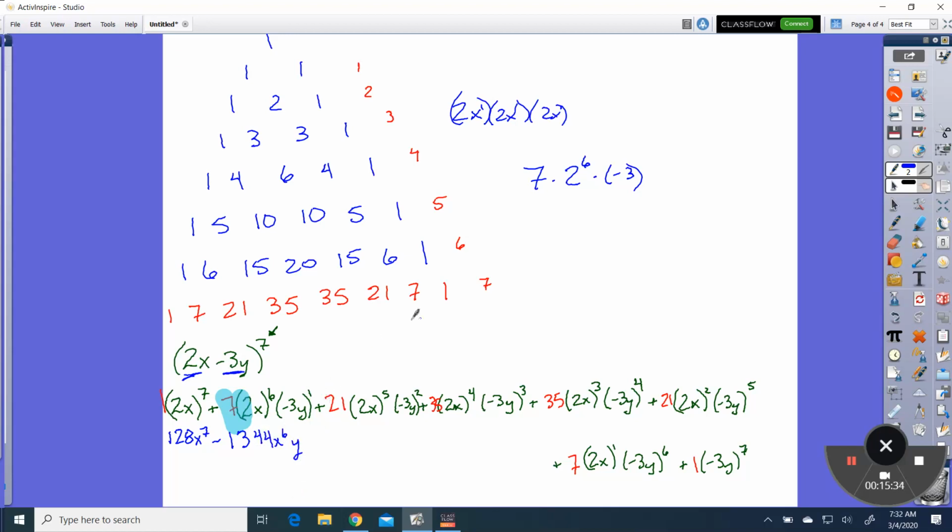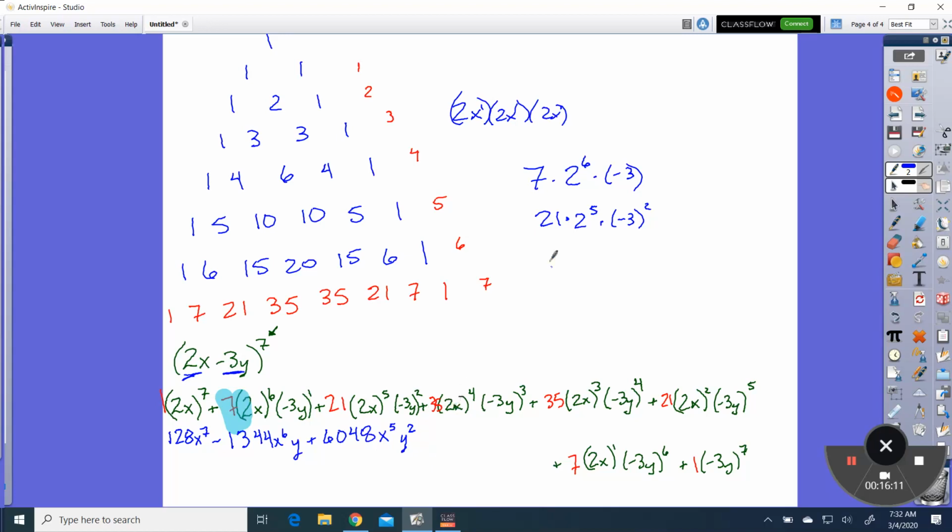Now the next one is going to be 21 times 2 to the 5th times negative 3 squared. We got minus 6,040. And that should be a plus, right? Because a negative times a negative makes a positive. Plus 6,000. So x to the 5th, y to the 2nd.